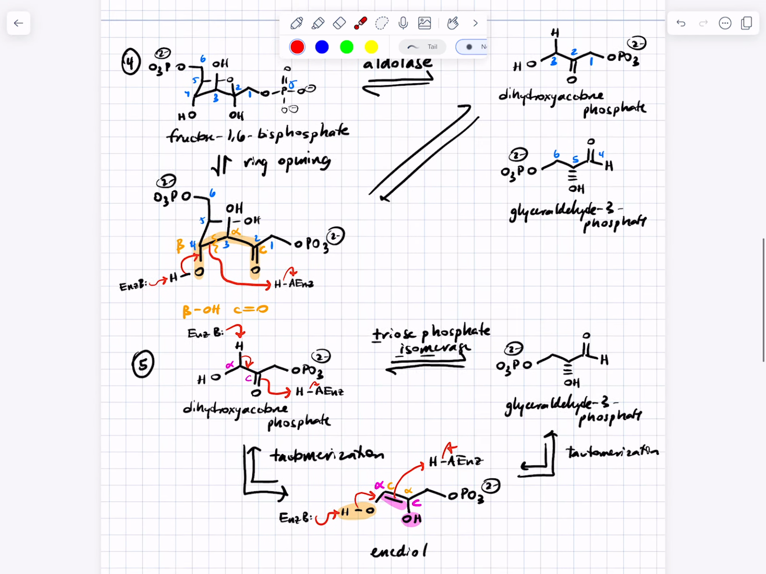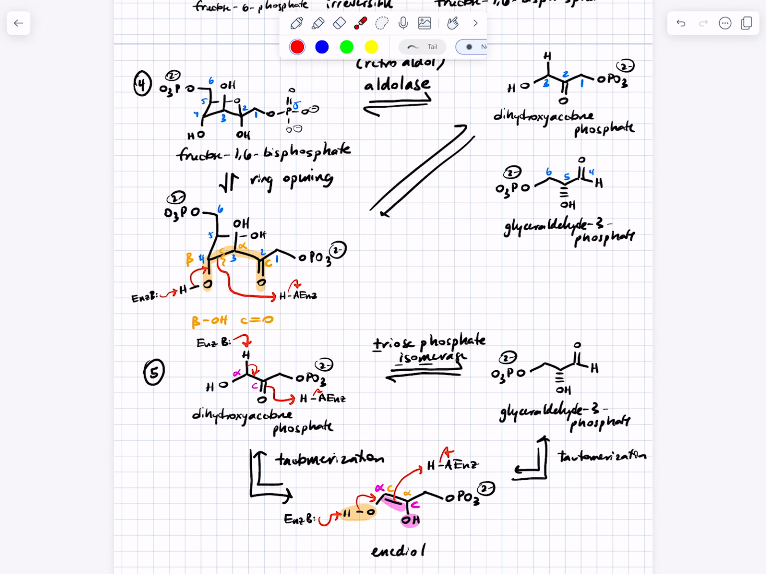So we now have two equivalents of glyceraldehyde phosphate. We have this one that we formed in the retroaldol reaction, and then we have the second that we formed in the triose phosphate isomerase step. So everything we do from here on out, step 6 through 10, is going to happen twice. And you'll need to remember that as we try to balance things out and figure exactly how much energy we're getting out of this. Okay, questions so far?